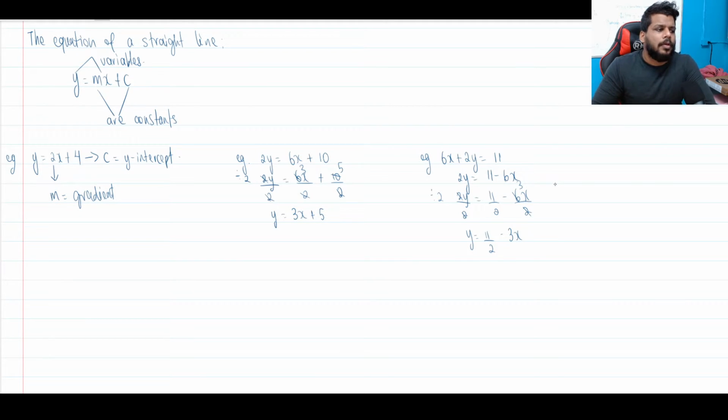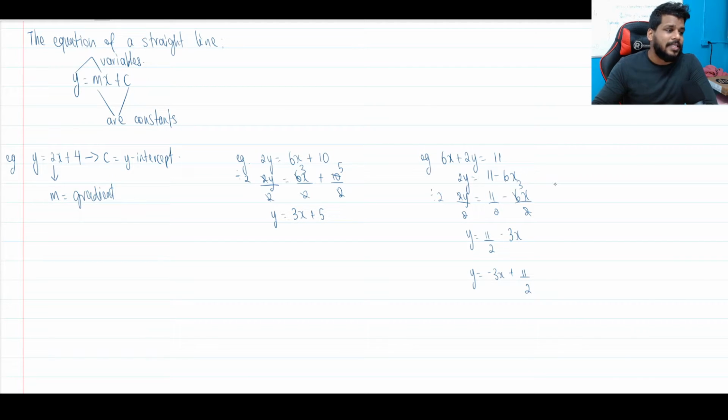Now, I want to have y is equal to something times x plus something. So I'll put the x term directly after the equal sign. Note, I'm not jumping over the equal sign, so I'm not changing any sign. So I'll get y is equal to minus 3x plus 11 over 2.